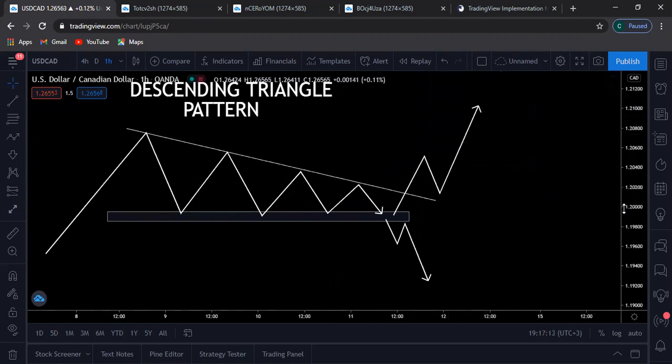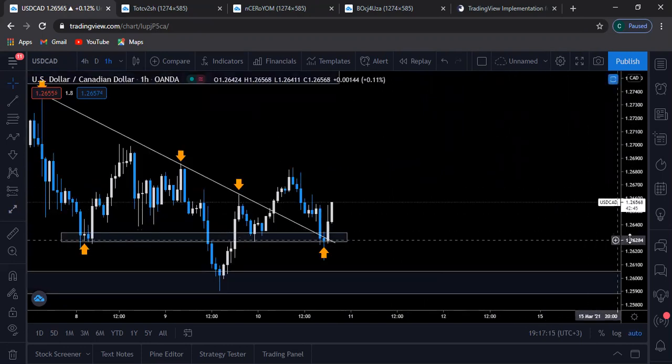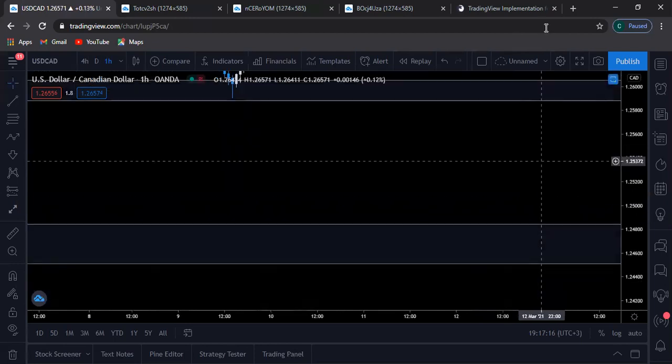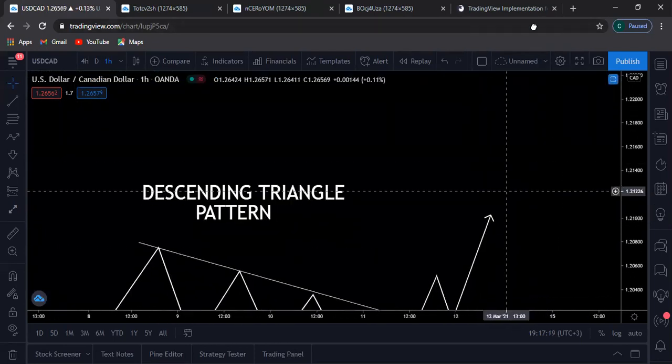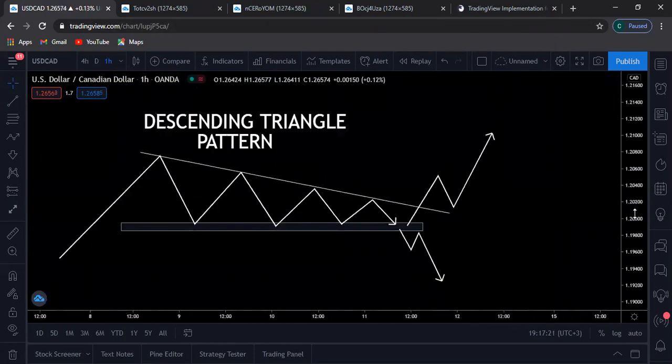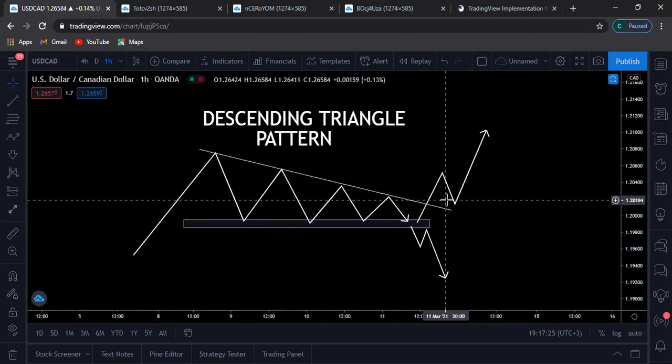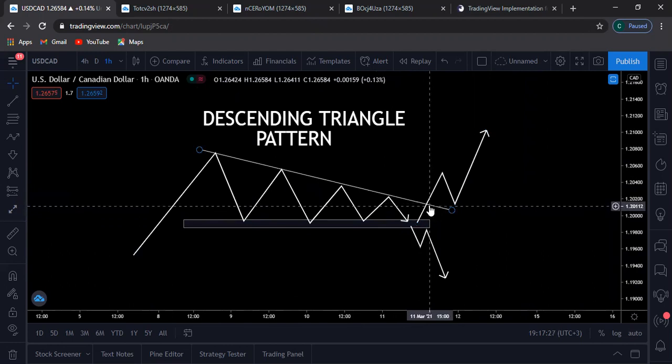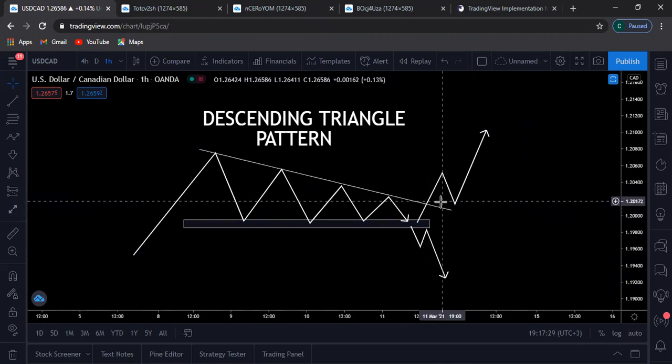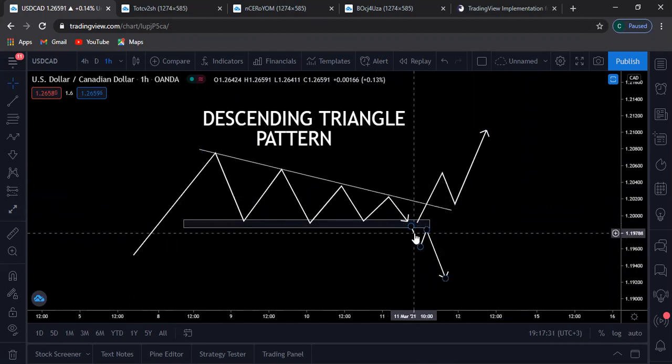But if you're a breakout trader, what you'll do is wait for just the breakout and then a close above this trend line, and you'll take the trade. Similarly down here, just the breakout and then you take the trade, after the market closes below the zone.